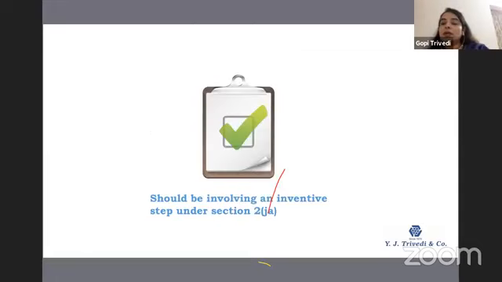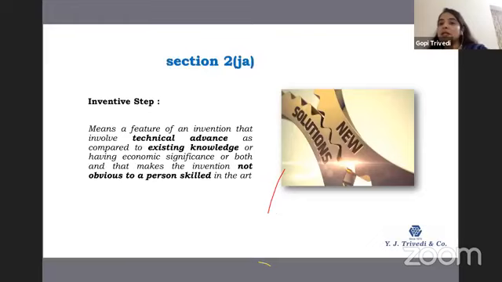So now when we recall the criteria, there were three criteria: novelty, inventive step, and industrial applicability. We have already talked about novelty. Now I'm going to touch upon inventive step. The legal definition says the invention must consist of technical advancement. Something better must be there compared to whatever is already done, that is called existing knowledge or prior art.